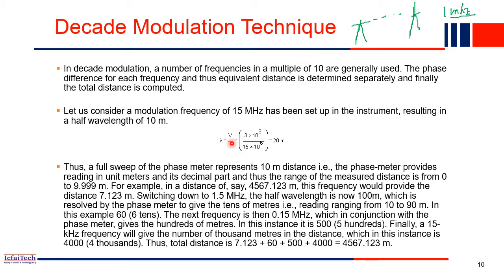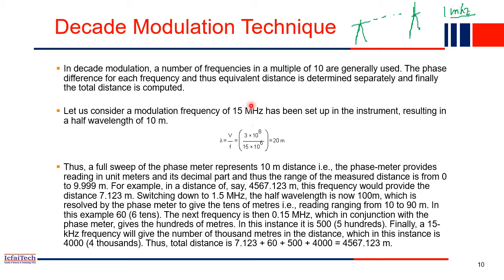Basically, we have already seen lambda is equal to v by f. So if initially you are sending 15 megahertz, 15 megahertz is the frequency, right? You are sending a 15 megahertz signal. In that case, what will be the wavelength? Lambda will be v by f. V is the velocity of light, that we know, 3 into 10 to the power 8 meters per second. That is a constant. Divided by 15 megahertz, converting megahertz into hertz, meaning you have to multiply by 10 to the power 6. So this comes out to 20 meters.